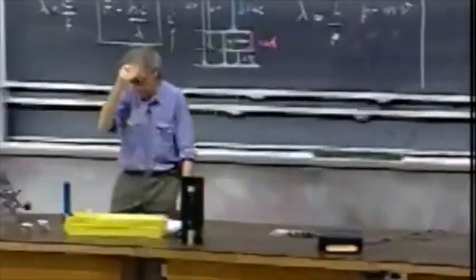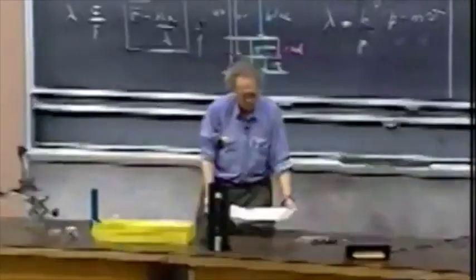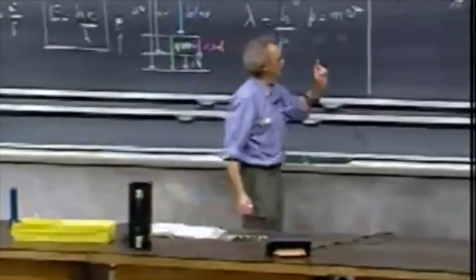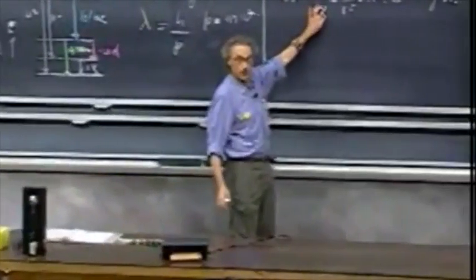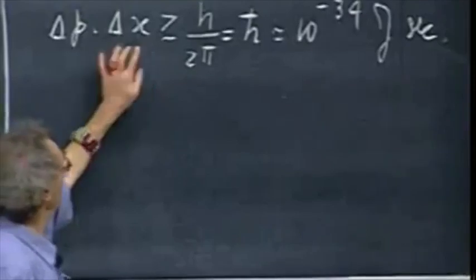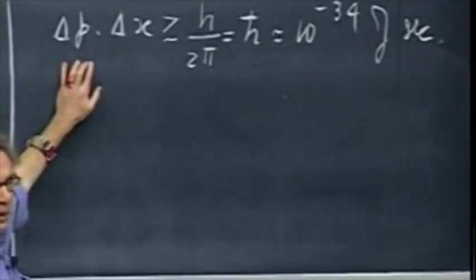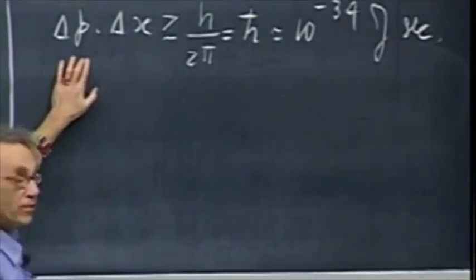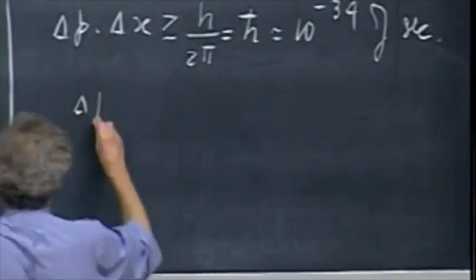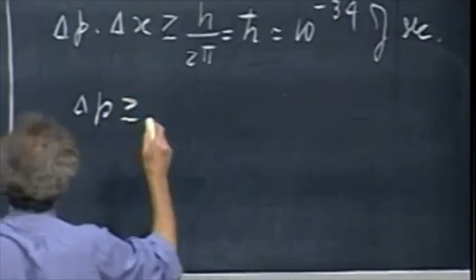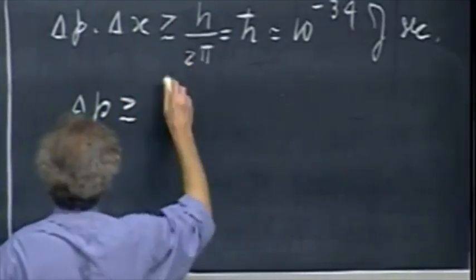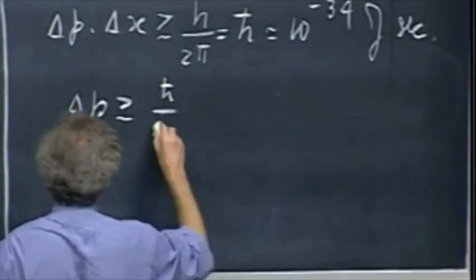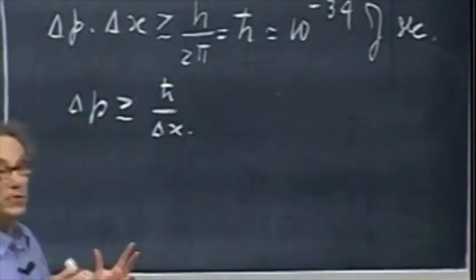What does this mean now? Well, it means that if the position is known to an accuracy delta x, and we'll give you some examples, then the momentum is ill-determined, is not determined to the amount delta p larger than or equal to h bar divided by delta x. That's what it means.